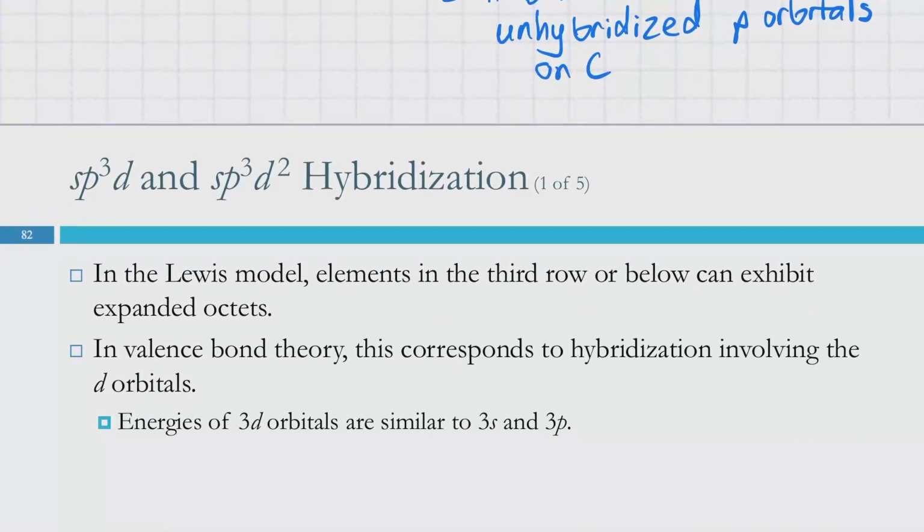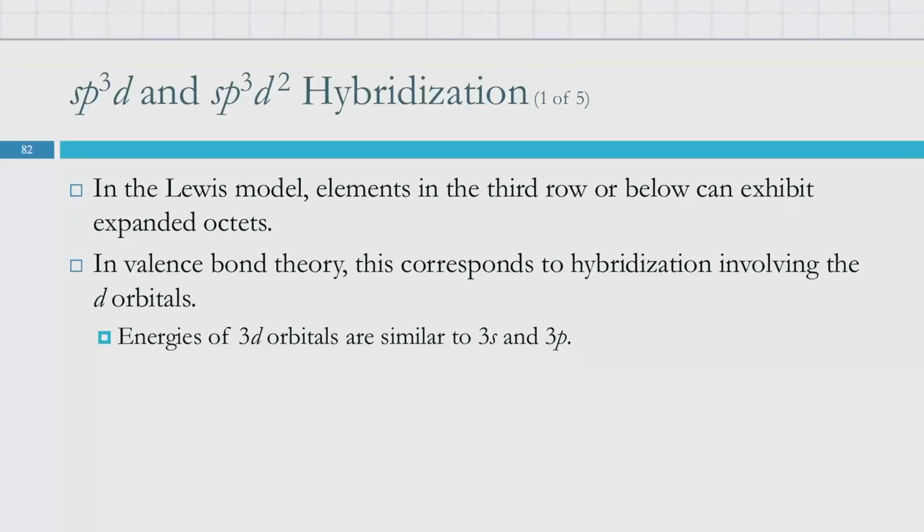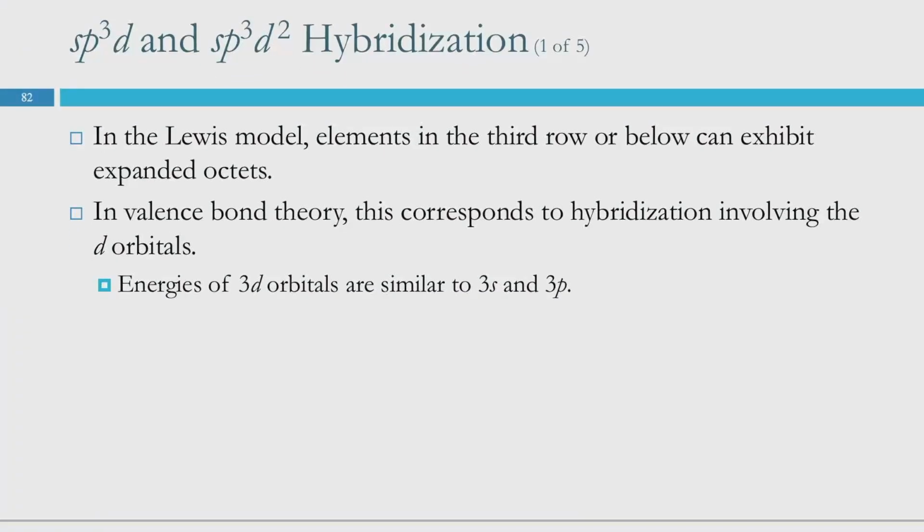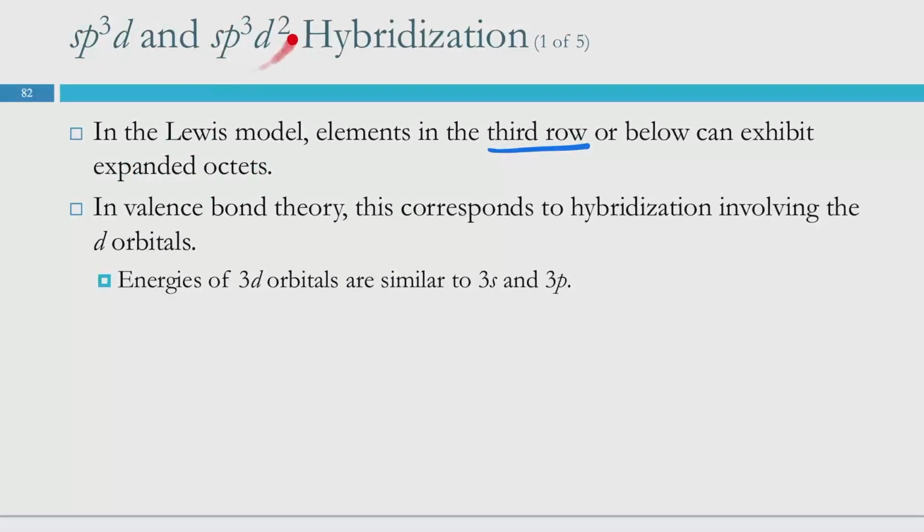We can also have, what I was alluding to previously, expanded octets. So elements starting in the 3rd row and below can have expanded octets. Why can we have expanded octets? Does anyone remember? Yes, they have the d orbitals. So they've got those extra unfilled pockets, those d orbitals that we can put electrons into. And so we can also tap into those for hybridization. So our expanded octets are going to result from, or be related to, hybridization of d orbitals.